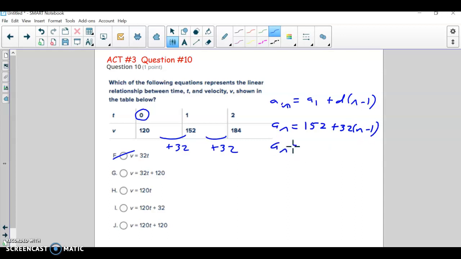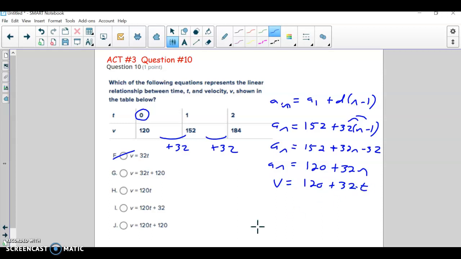Okay, and so if we clean that up by doing the distributive property, plus 32n minus 32, and then combine the 152 with the 32, so it'd be 120 plus 32n. Okay, and that's basically going to be our answer, right? So it's v and t, I guess. So we could say this is velocity, and then that one is time. So instead of a, n, and n, it's v and t, but it's the same idea, and I think that should get us answer G.